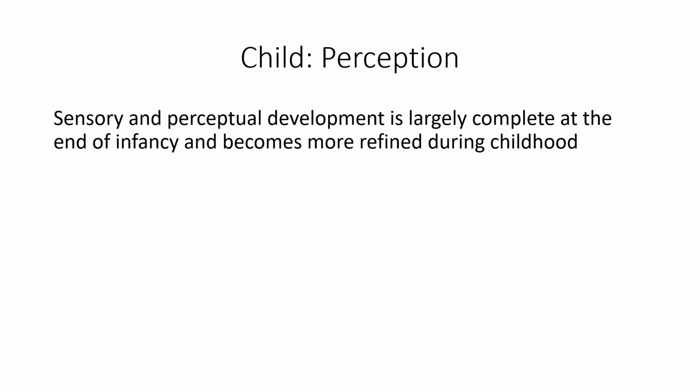Let's move on to childhood for a few slides. We've only got 2 slides where we're going to talk about childhood, because really when we're talking about infants and childhood, a lot of the things I've been talking about are things that develop throughout infancy into childhood. So early childhood isn't much different than infancy. It's just a period where all of these things are developing and getting more refined. So in children, the sensory and perceptual development is largely complete at the end of infancy, and just becomes more refined during childhood.